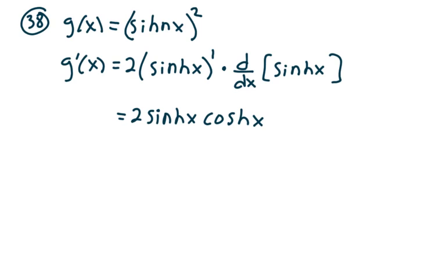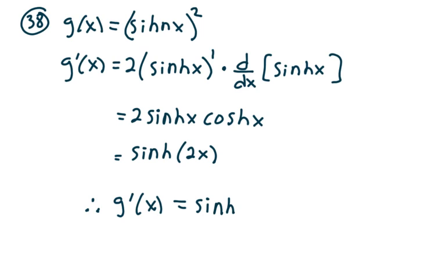But we learned an identity, and in that identity, we have proven that sinh 2x is the same as 2 sinh x cosh x. So we could actually write this as sinh of 2x. And so therefore, g prime of x is equal to sinh of 2x. That's 38.